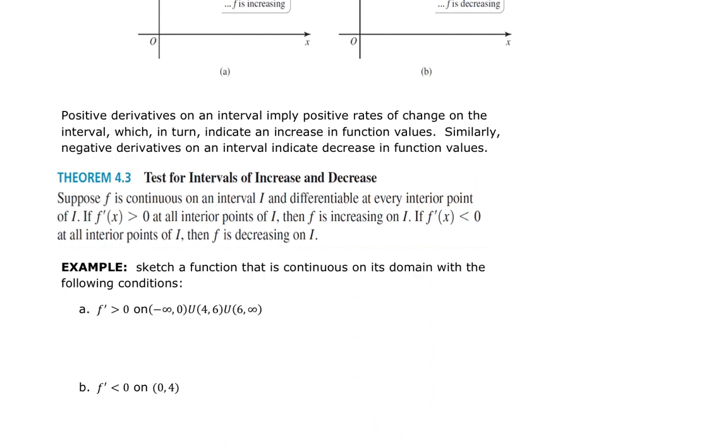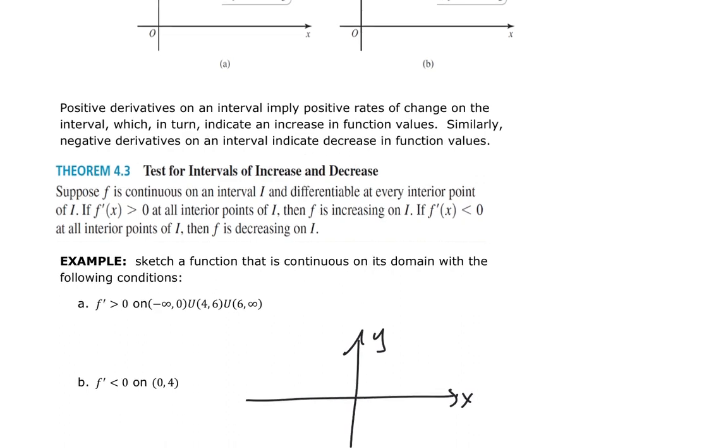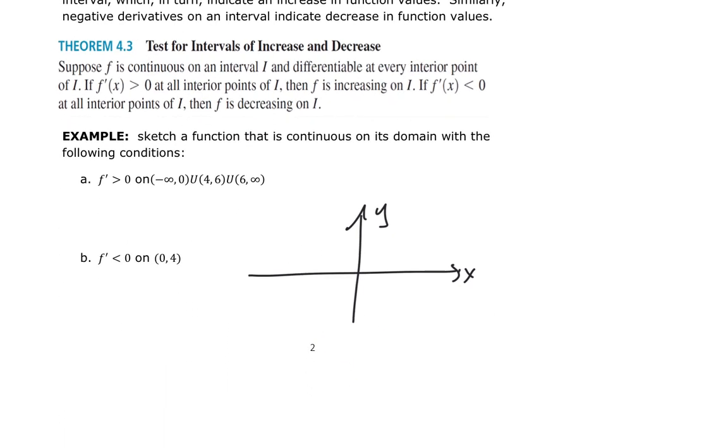Let's take a look at our second example, which is f prime of x is less than 0 on the interval from 0 to 4. So once again, I have y and x, and I know between 0 and 4, here's 4 not drawn to scale, that we are decreasing.